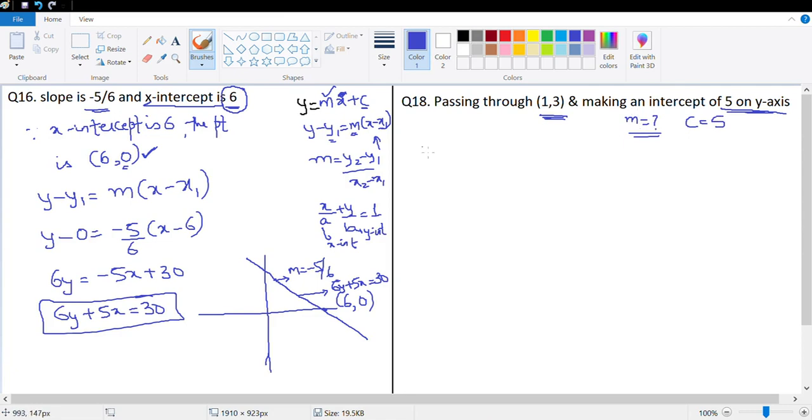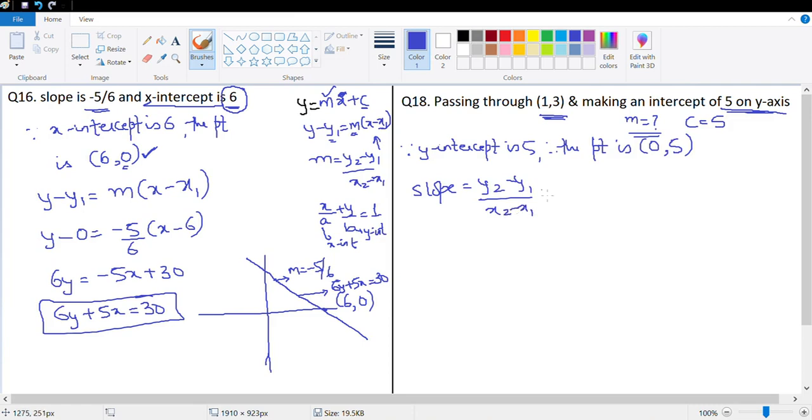Since y-intercept is 5, therefore the point is 0, 5. So let's calculate the slope. Slope will be equal to y2 minus y1 upon x2 minus x1. In this case, 5 minus 3 upon x2 is 0 minus 1, which means negative 2. So the slope of this line that we have is negative 2.